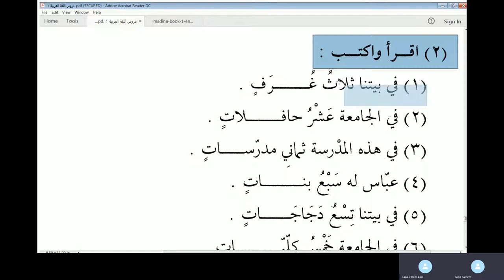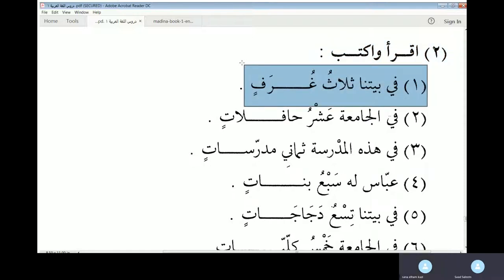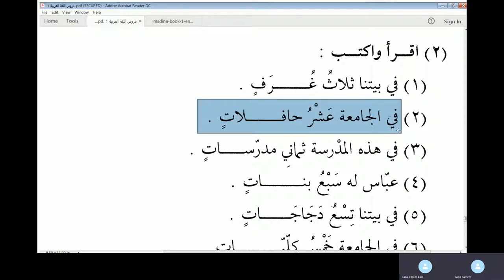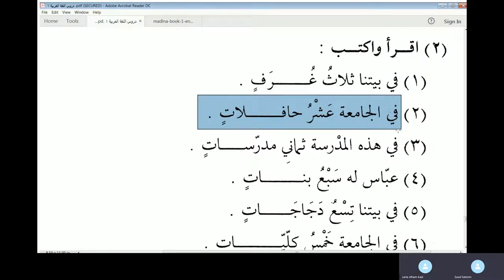في بيتنا ثلاث غرف. In our house, there are three rooms. في الجامعة عشر حافلات. In the university there are 10 buses. Okay.